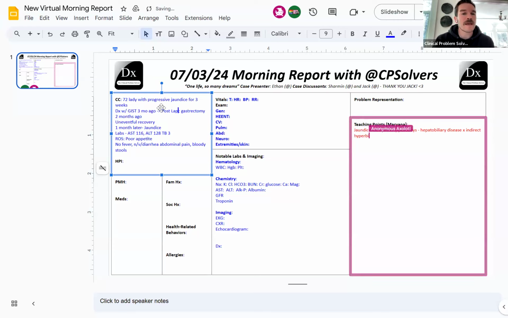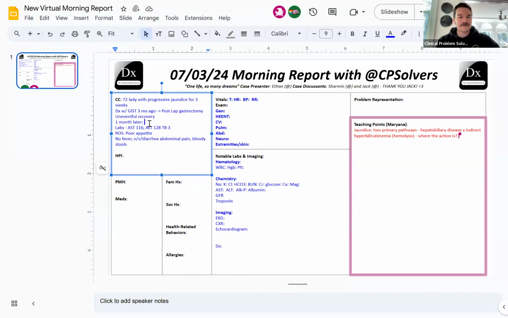There are many ways that we can parse through the probabilities of whether it's a hepatobiliary cause or a hemolytic cause, but I think the easiest is to just look where the action is. In this case, we already have lots of action below the diaphragm in the intra-abdominal space. We have a known stromal tumor, prior intra-abdominal cancer, and early satiety and anorexia, all of which push us into thinking about a hepatobiliary cause of jaundice. I'll pause there, as a basic overview, and kick it over to Sharmin.